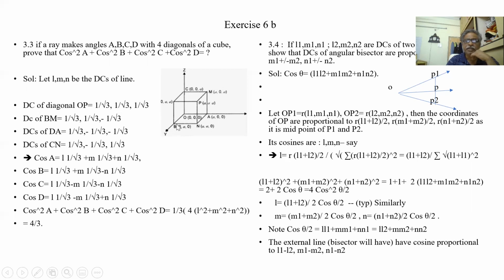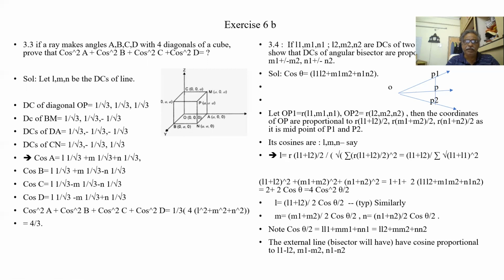DC of BM. BM, if you see, X is positive, Y is positive, but Z is negative. This point is on the negative side of Z. Z is positive in this direction. Y is positive in this direction, but in this direction Y is negative. So this is minus 1 by root 3. We are taking this as the Z axis. So 1 by root 3, 1 by root 3, minus 1 by root 3.